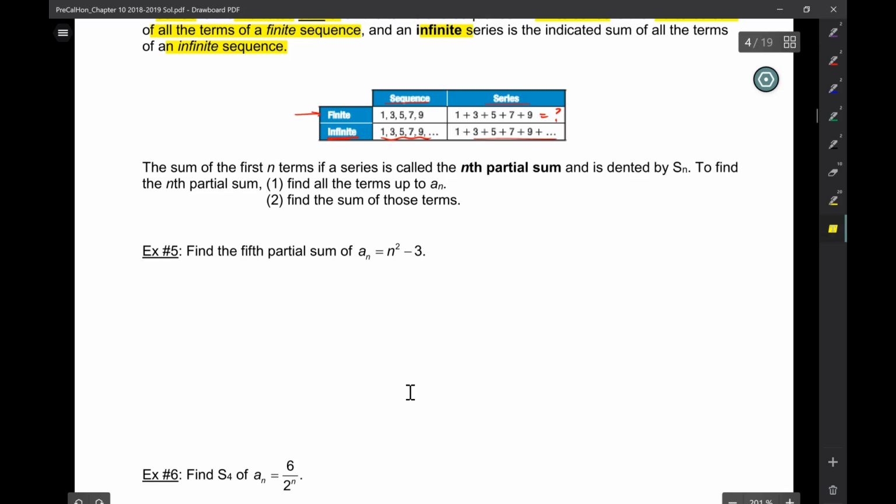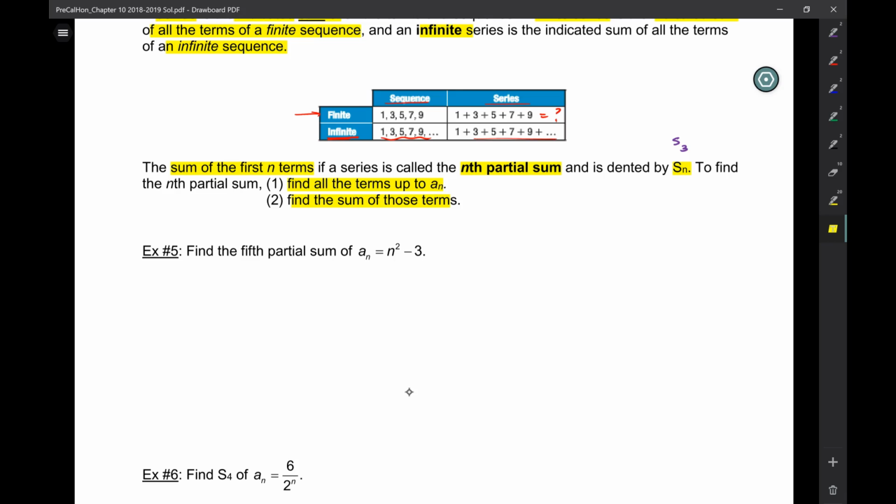So here's how we define some of the terminology here. The sum of the first n terms of a series is called the nth partial sum, and the symbol is S sub n. So for example, if I wanted to find the sum of the first 3 numbers, I would say the third partial sum, and I would write S3. To find the nth partial sum, first you need all the terms up to that. So if you want to find the third partial sum, first you need all 3 terms, and then, surprise, surprise, you just find the sum of all of them.